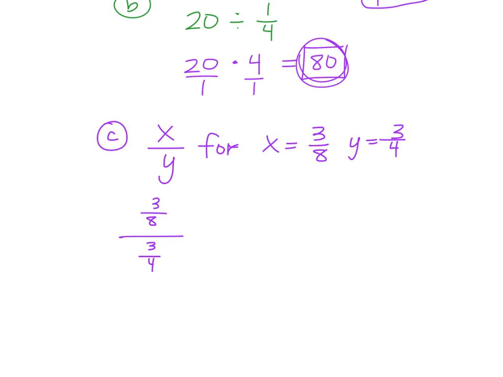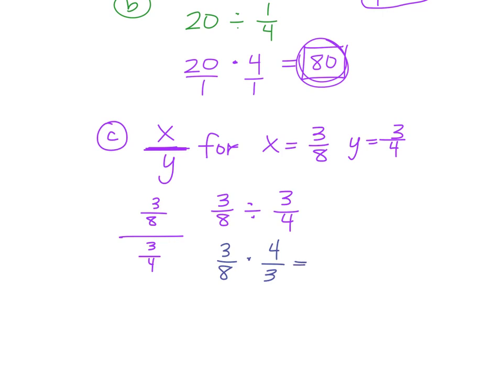So what you should do instead is set it up, this is just division, right? So set it up 3/8 divided by 3/4, and when dividing fractions, don't be shy, flip the second guy and multiply. So your new problem would be what? Right, 3/8 times 4/3.